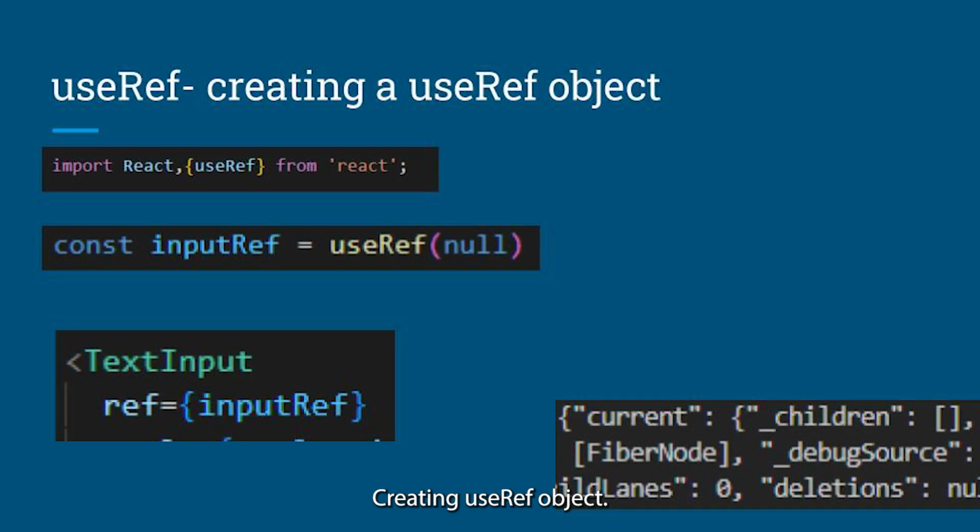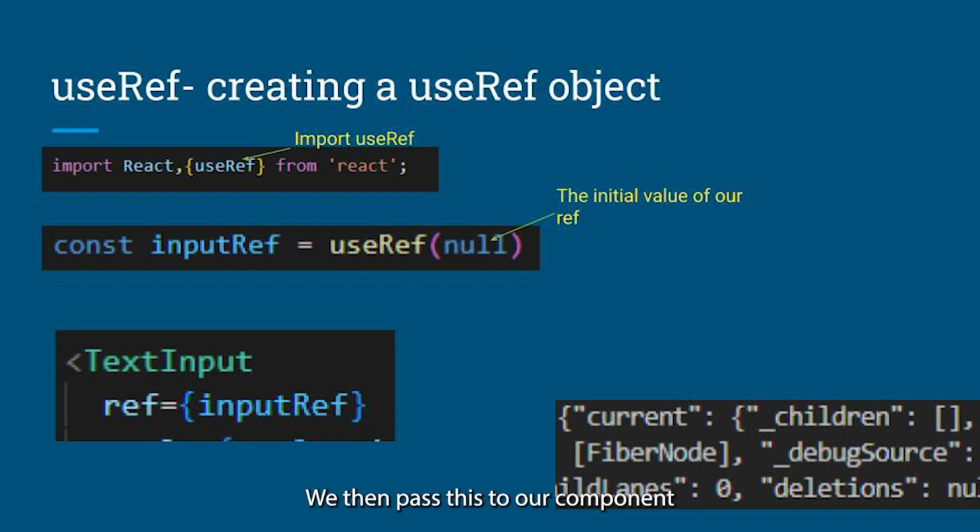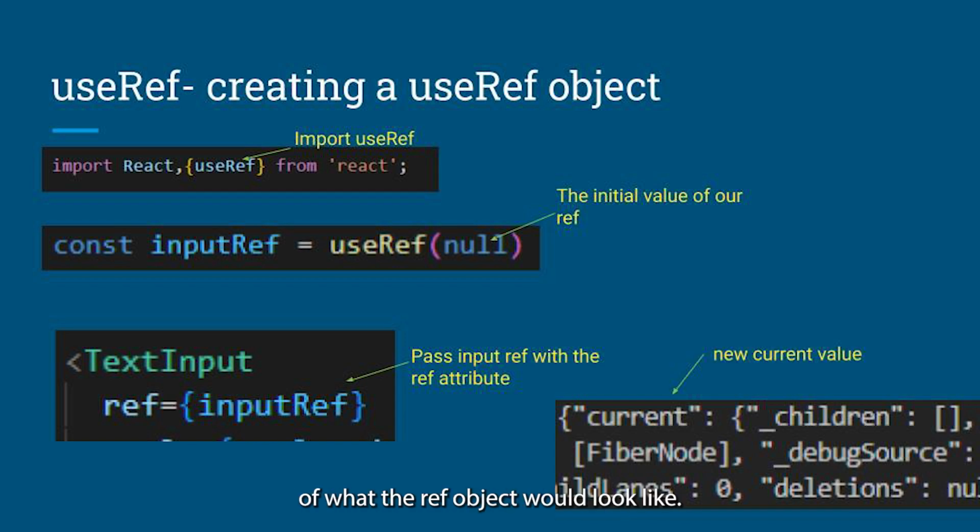Creating a useRef object: first again, make sure to import useRef. We create a ref by calling the useRef hook and passing an initial value. For component instances, we normally set the initial value to null. We then pass this to our component using the ref attribute. When our component is first rendered, React will place the instance of our component into the current value of our reference. Here we can see a small example of what the ref object would look like.